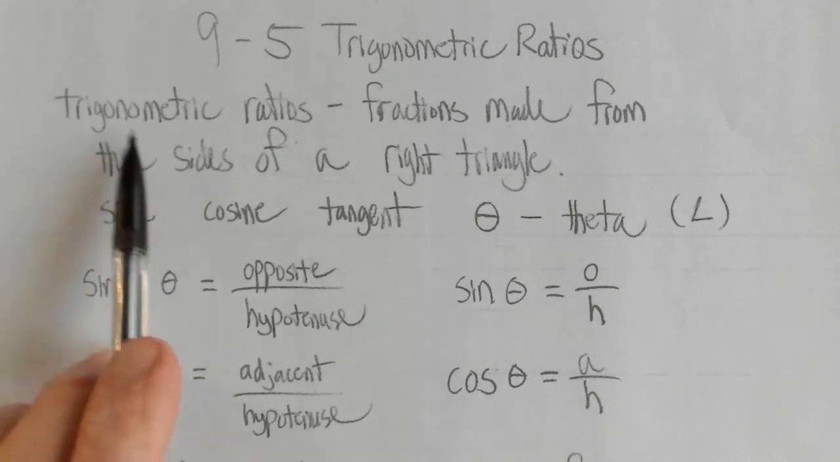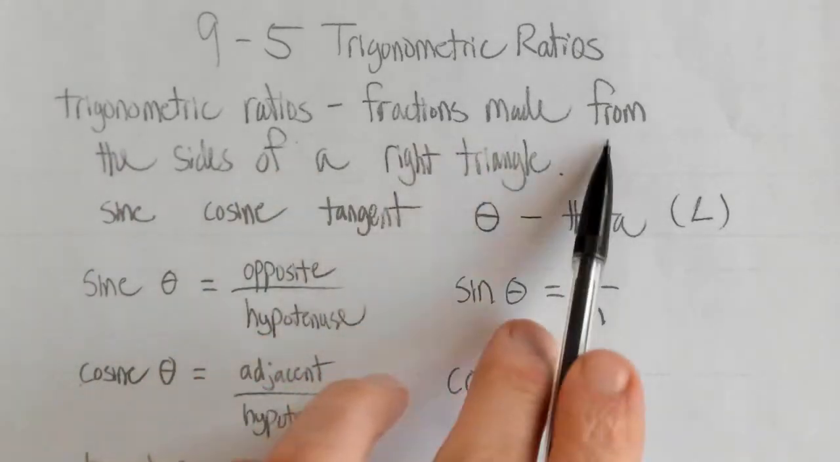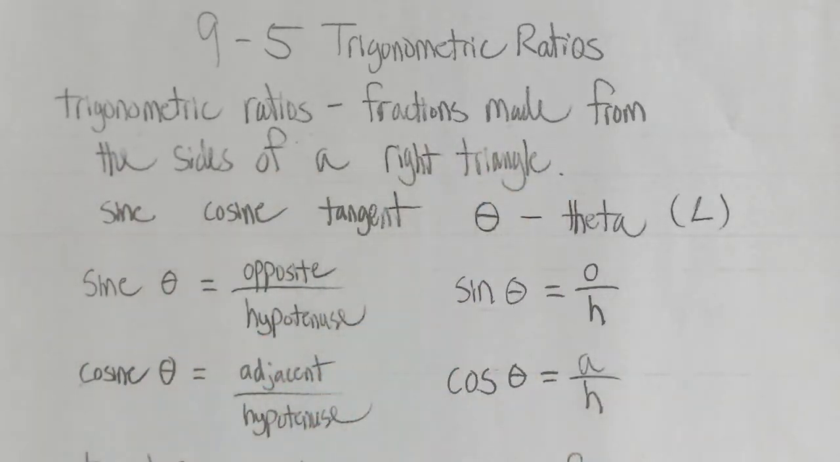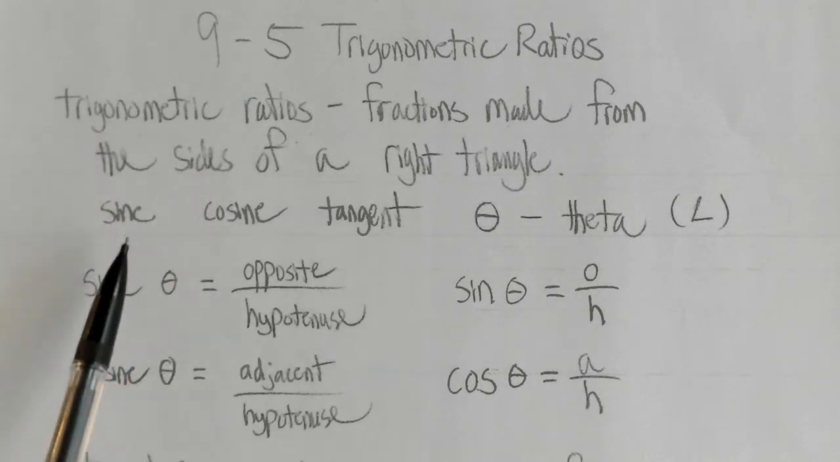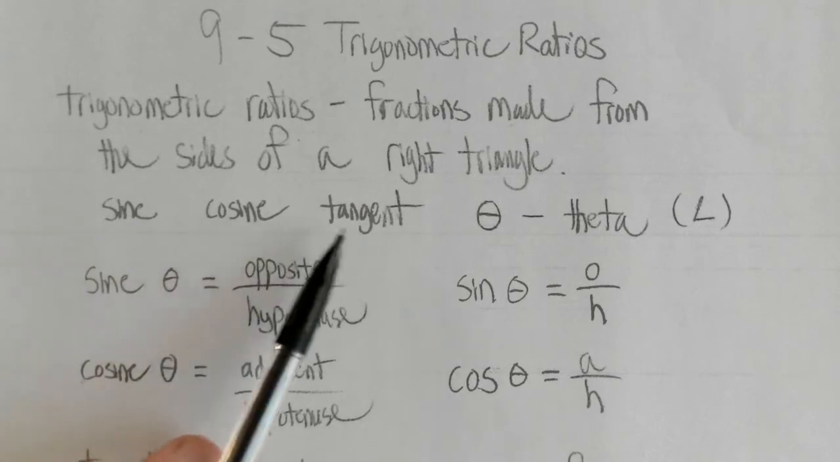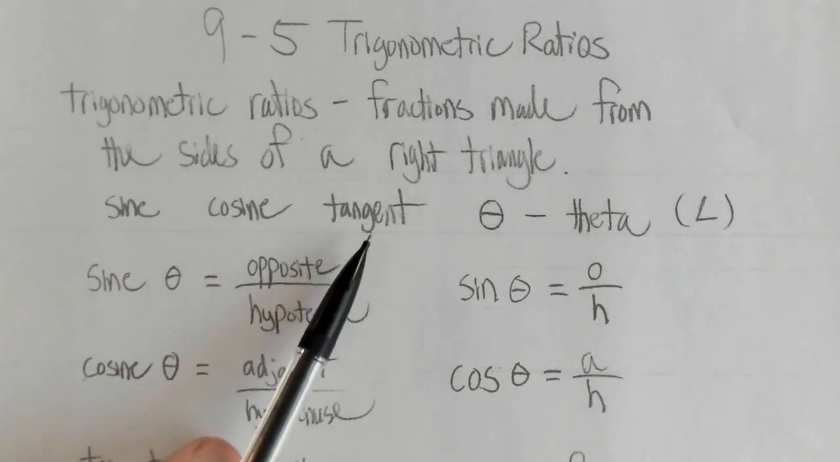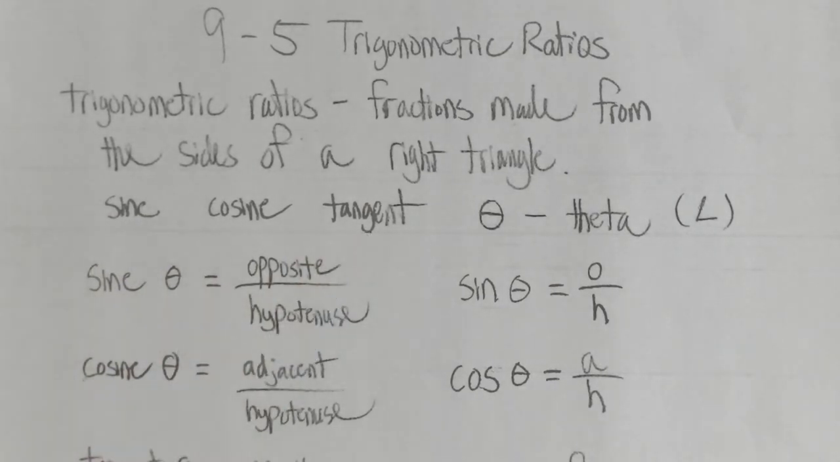But for now, the trigonometric ratios are fractions made from the sides of a right triangle. So those ratios are just fractions. And all we're really doing in this section is writing out the fractions. That's all that we're doing. So the three trigonometric ratios that we're going to look at are sine, cosine, and tangent. Okay, so there's more, but these are the three that we look at in geometry.